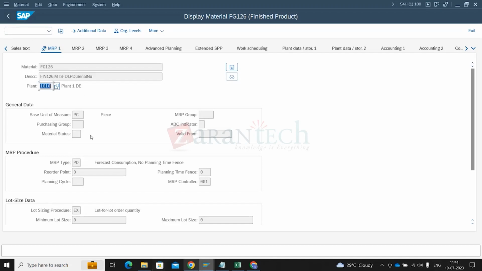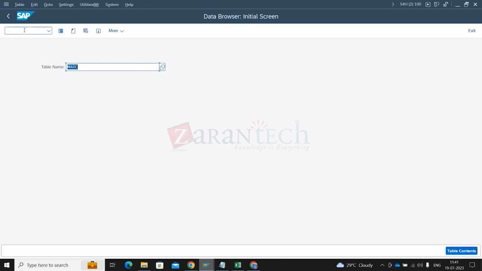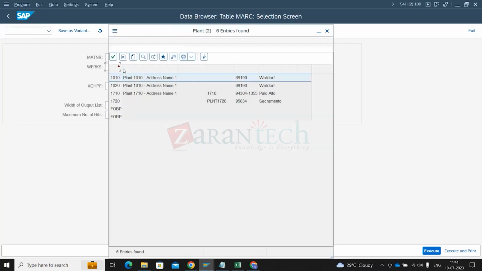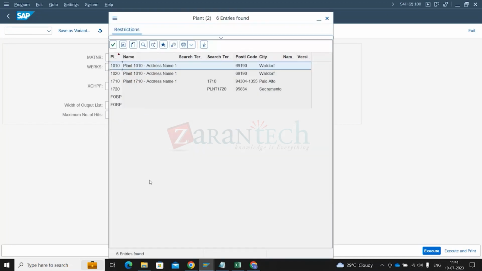Let me see what the plants are, so I can allocate the plants to you here itself. We don't have a lot of plants, by the way. We got 1010, 1020, 1710. And I don't want you to spend time on creating a plant, although it is not a very big deal to set up your own plant.